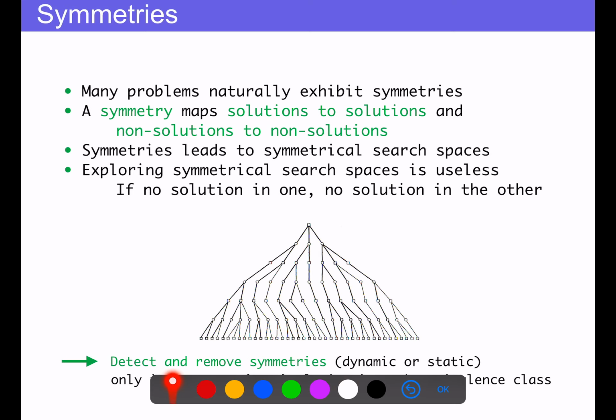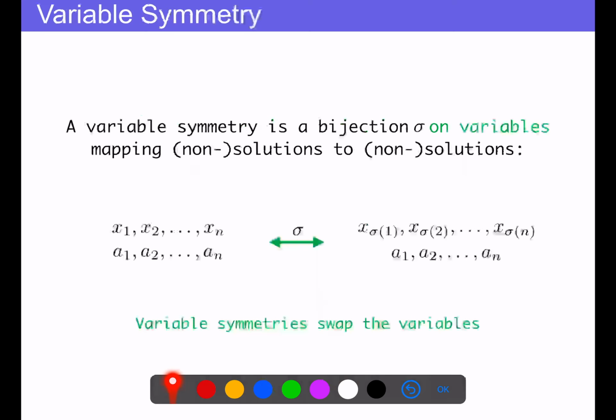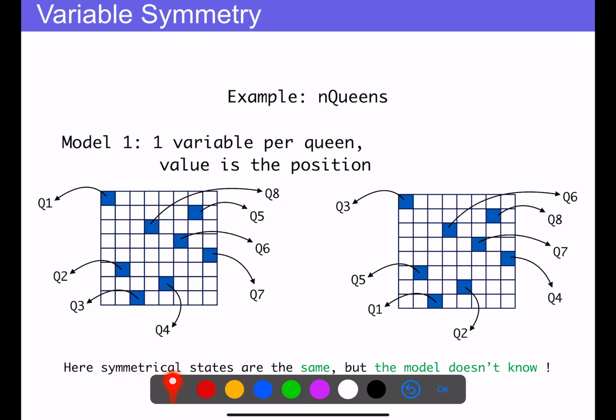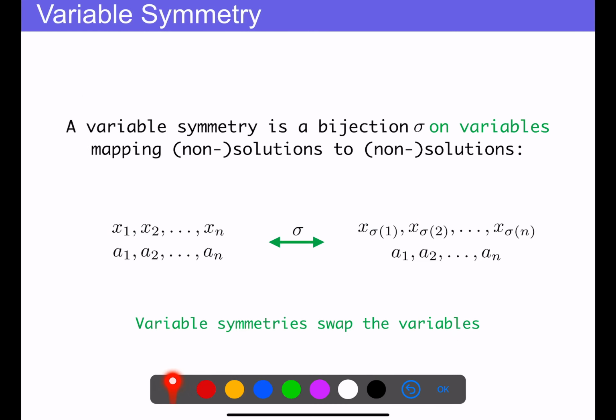And there are several types of symmetries. I will mention the variable symmetries and the value symmetries here. Let's start with the variable symmetry. A variable symmetry is a bijection, which we call sigma here, on the variables. And this bijection will preserve the fact that you have solutions and non-solutions.